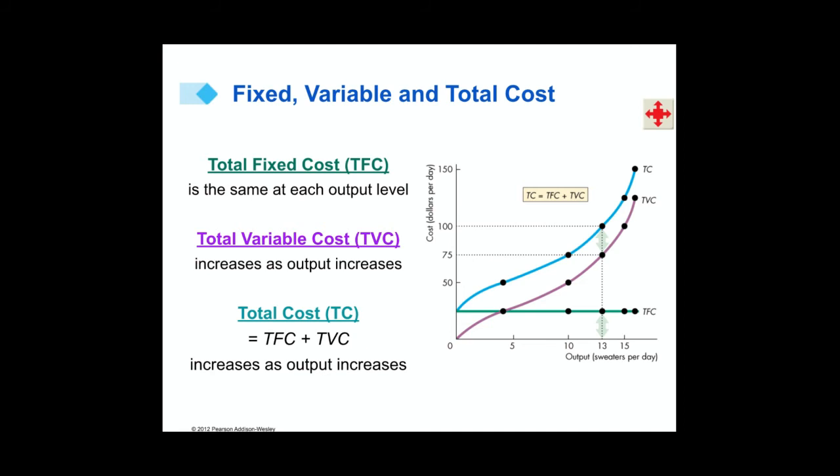We can also look at total costs, and that's simply adding total fixed costs and total variable costs, and that will give us total costs. That also has an upward slope. It starts out equal to the total fixed costs, and it slopes up to the right in a similar shape to our total variable costs.